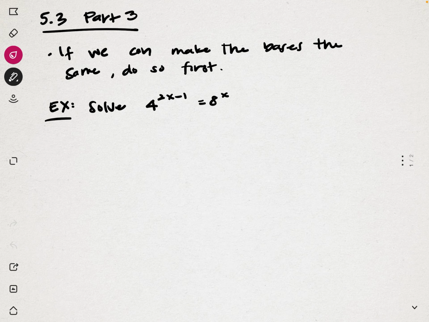So what that means is I know that I can change this base 4 and this base 8 because they're powers of 2. So I'm going to say, all right, 4 is 2 squared, and 8 is 2 cubed. Right, and then I'm going to use my rules of exponents because we have power to a power going on here. 2 squared to the 2x minus 1, 2 cubed to the x.